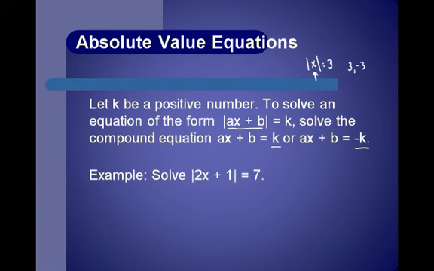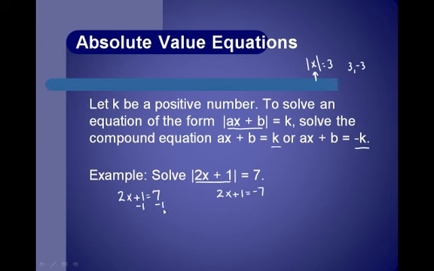For example, solve the equation the absolute value of 2x plus 1 equals 7. That means the distance between 0 and 2x plus 1 is 7. So our choices are 2x plus 1 to be 7 on the positive side, or 2x plus 1 has to equal negative 7 on the other side. Now we're going to solve both of these.